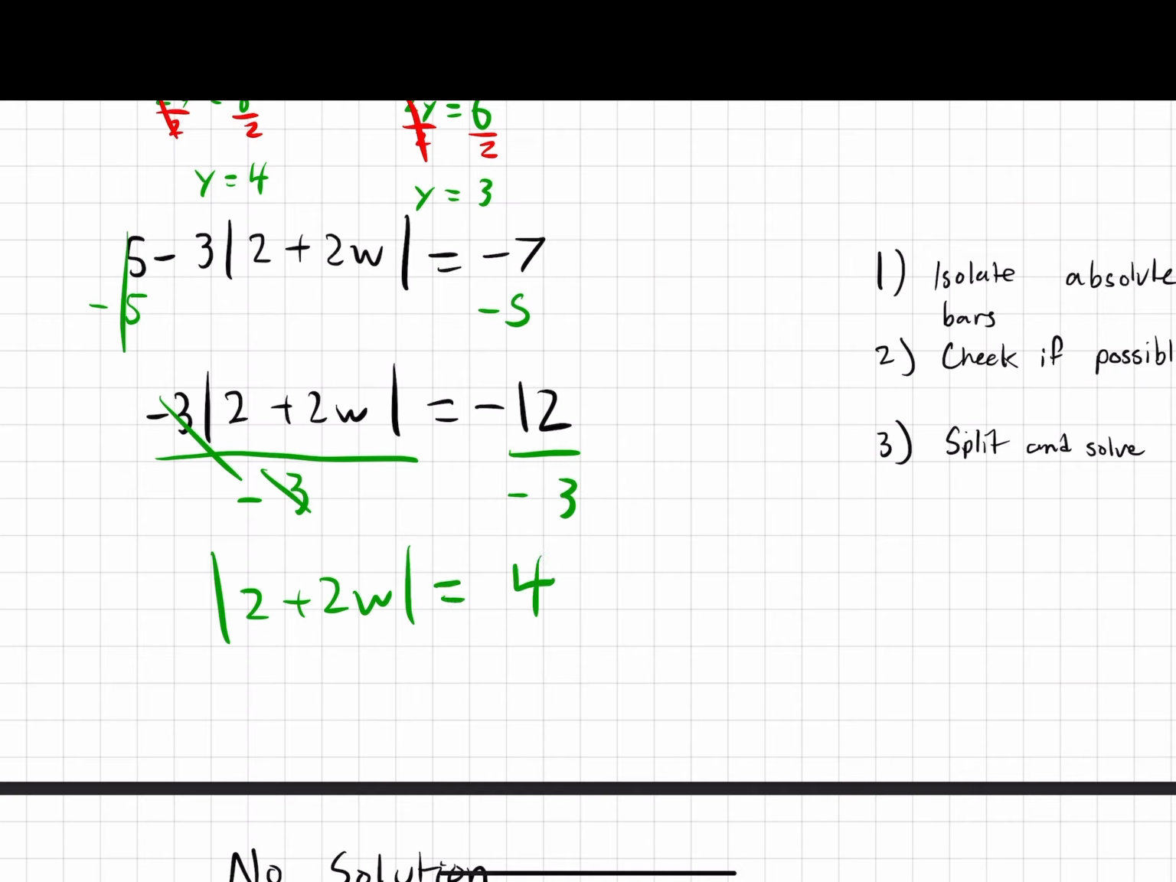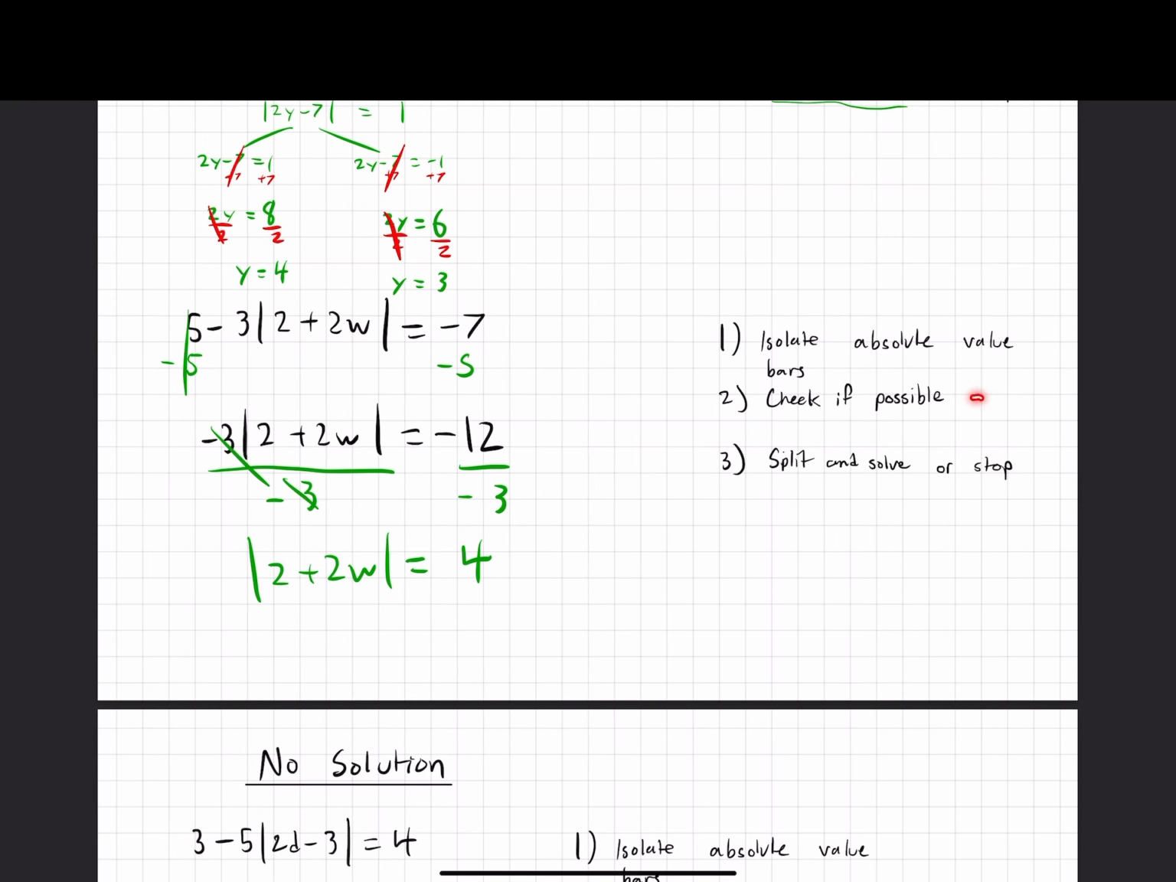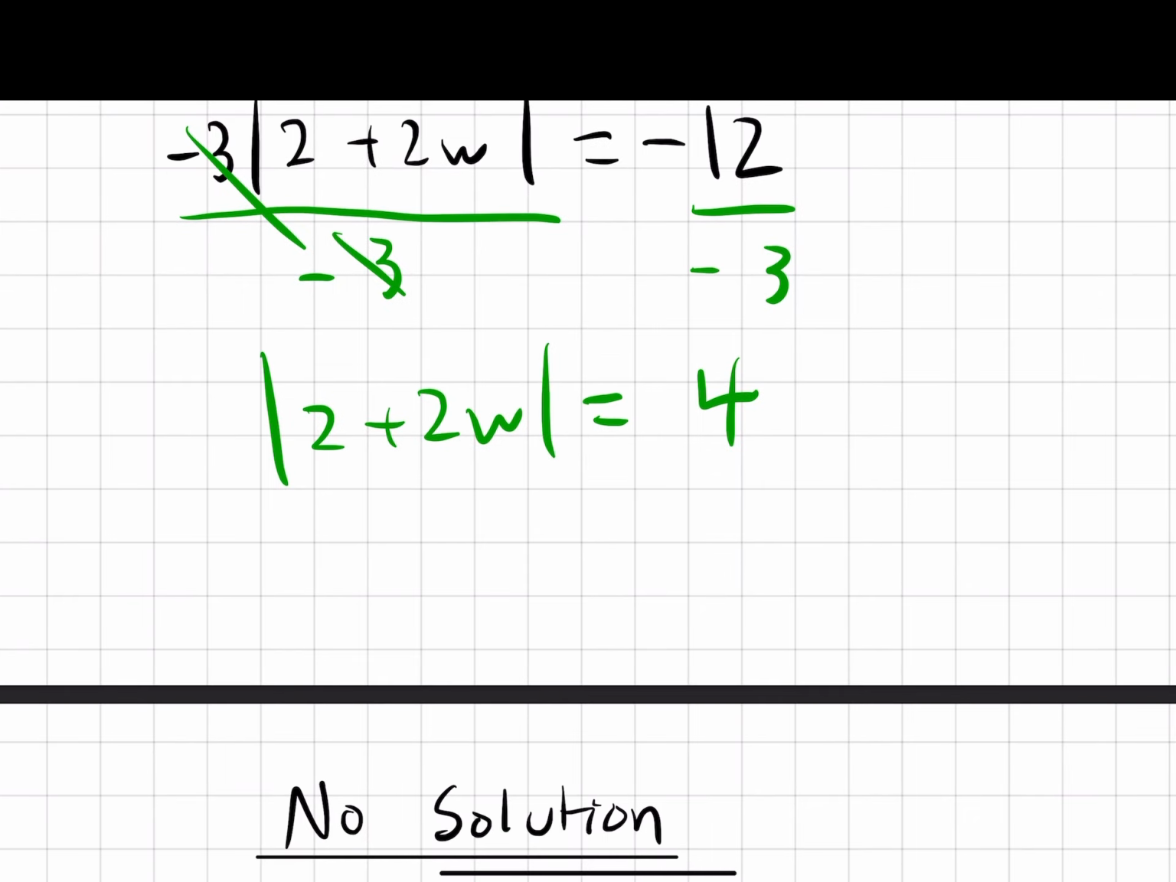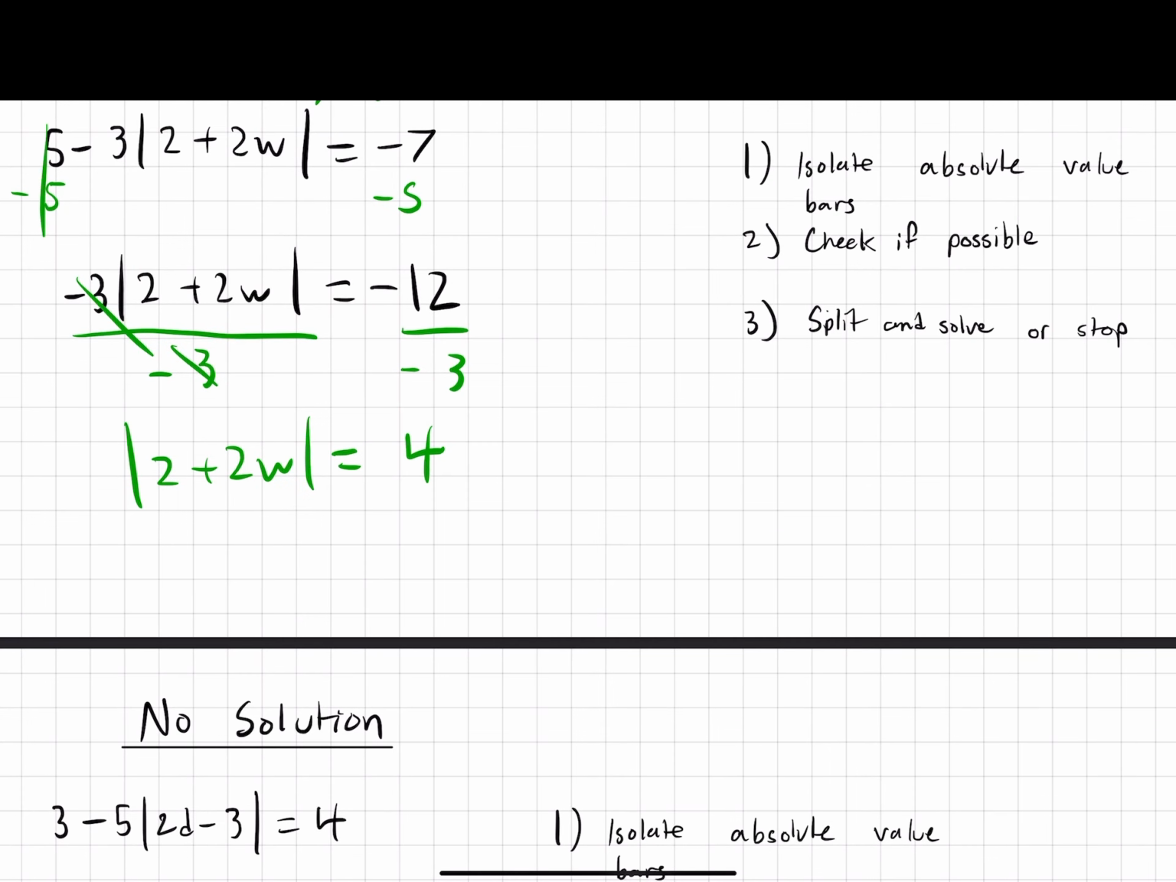And once I've isolated, I see, yes, this is possible. Positive 4 is my positive constant. This is a-okay. I've broken no rules. So, we split it. I'll do this off this side. This becomes 2 plus 2w equals the original, and 2 plus 2w equals the opposite, negative 4.